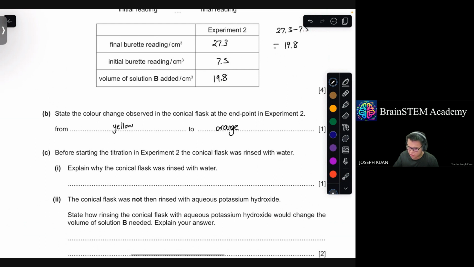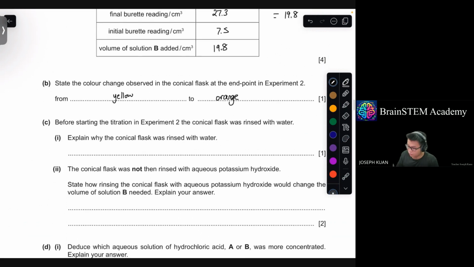Before starting the titration in experiment 2, the conical flask was rinsed with water. Explain why the conical flask was rinsed with water. Well, to remove the residues from experiment 1.